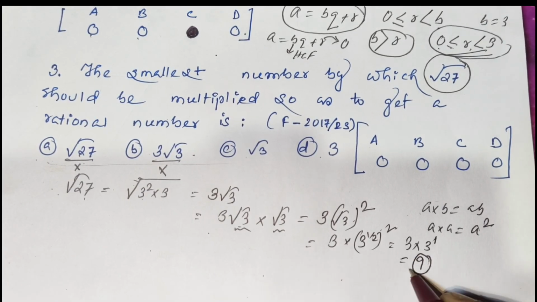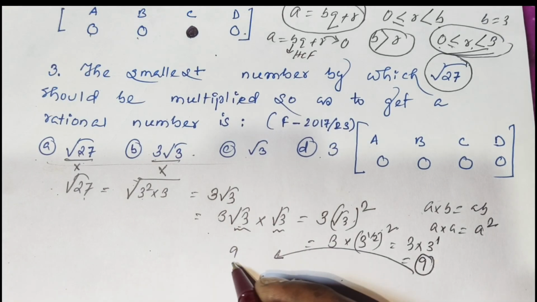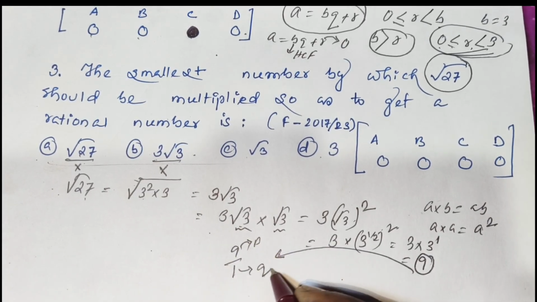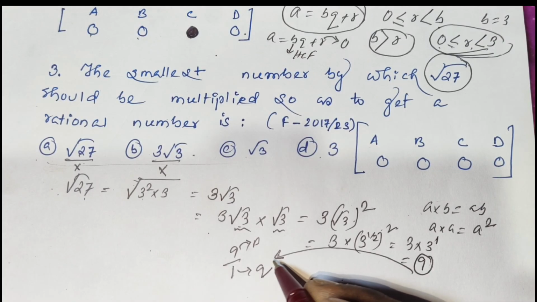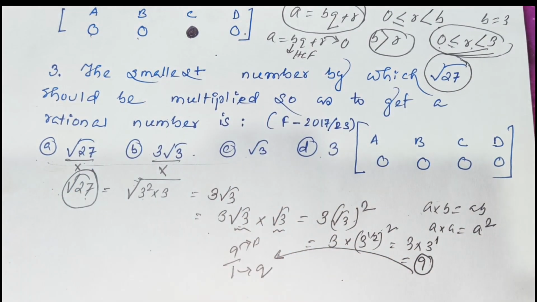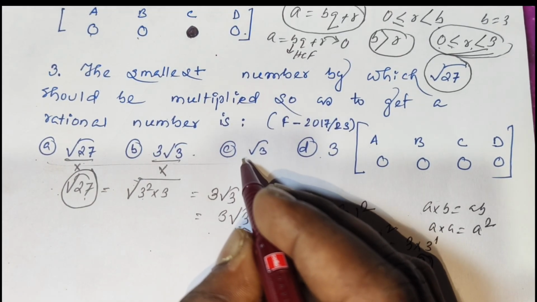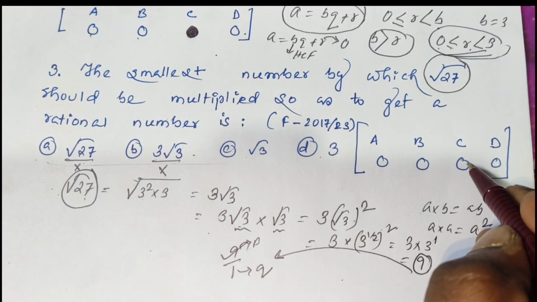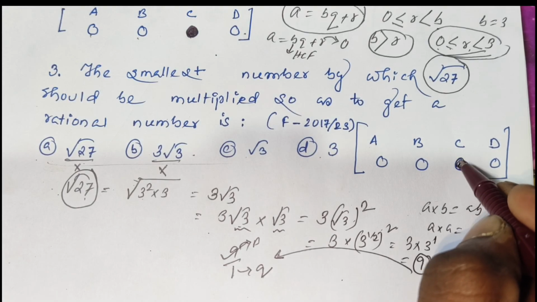Now, 9 is a rational number because we can express 9 equal to 9 by 1, p by q, right? Now we can express the 9 as p by q. So, the smallest number under root 3, if we multiply it with under root 27, then it becomes 9, and 9 is a rational number. And option C would be the correct option, right? You have to shade it like this.